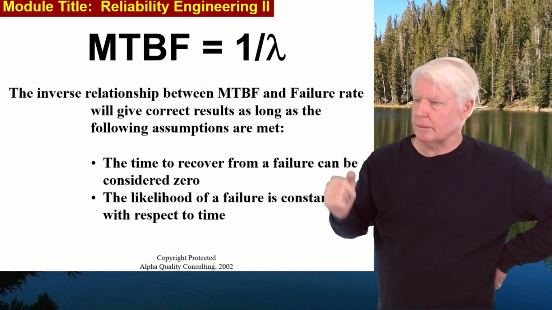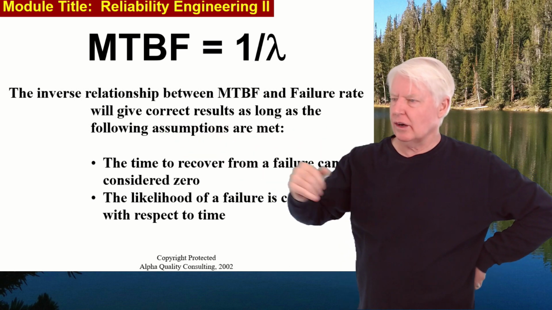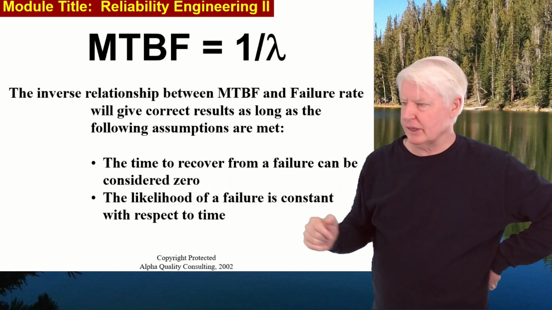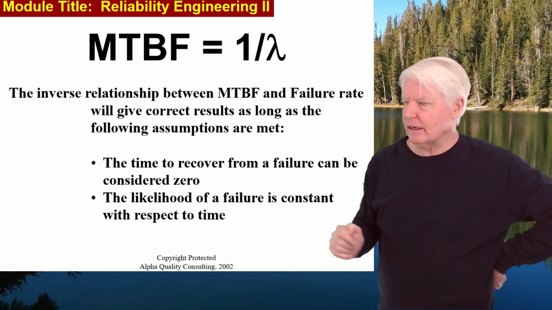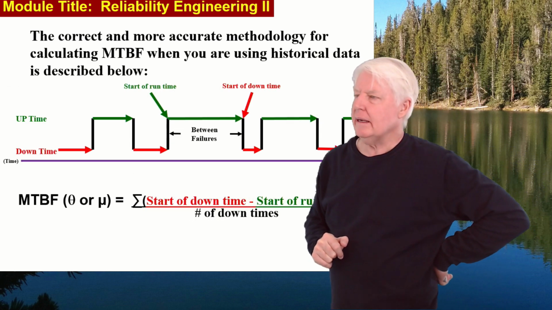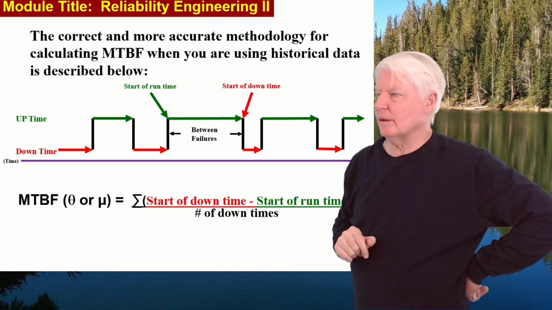The inverse relationship between mean time between failure and failure rate will give correct results as long as the following assumptions are met. The time to recover from failure can be considered 0. The likelihood of a failure is constant with respect to time. Okay, so on the bathtub curve that we talked about earlier, it's that constant failure rate.